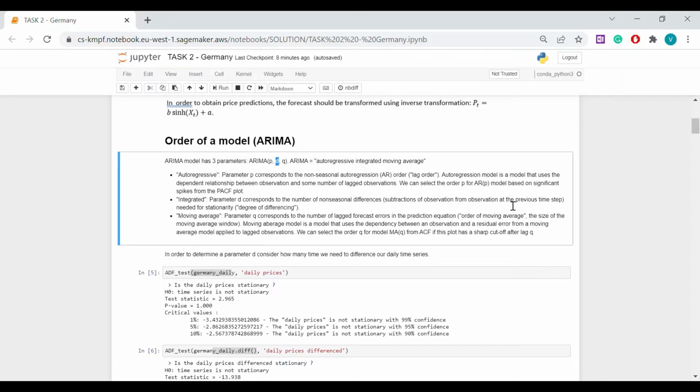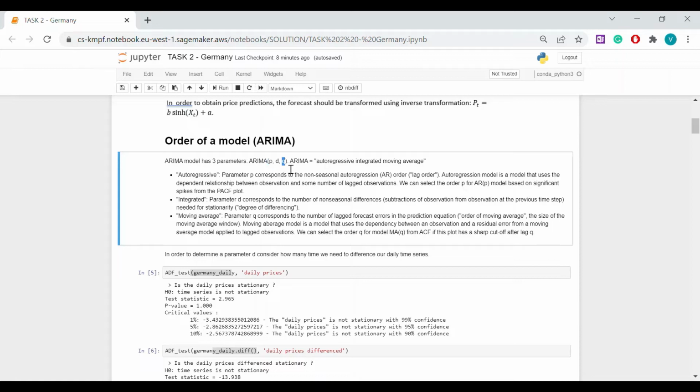The next step would be the right choice of a model. So suppose we have decided to model our time series with an ARIMA type model. ARIMA is the autoregressive integrated moving average model, and it has three parameters, P, D, and Q. The parameter P corresponds to the autoregressive part, in particular to the non-seasonal autoregression order. And this parameter can be selected based on significant spikes from the partial autocorrelation function plot.